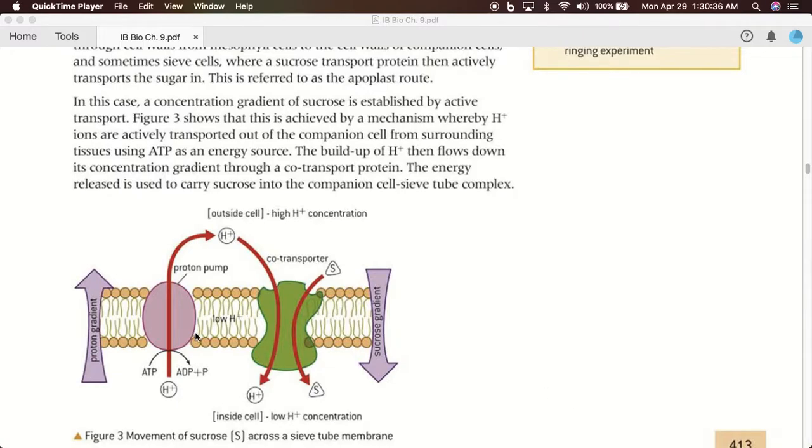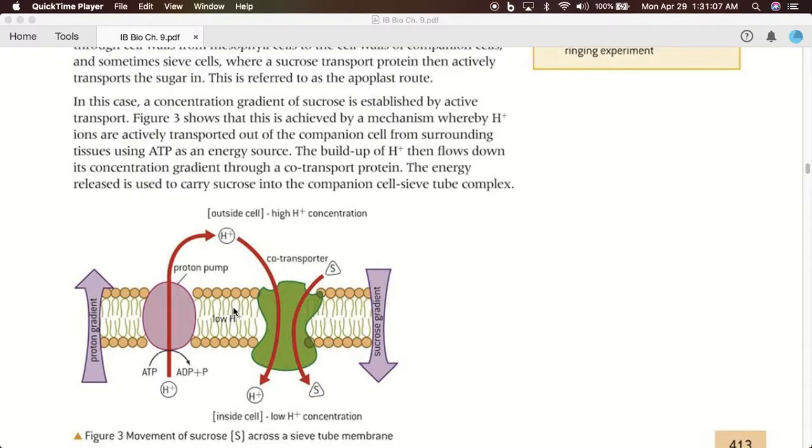Okay, so what we're seeing here is that in the cell wall of the sieve tube cells, you have a proton pump that pumps hydrogen ions, or protons, from one side of the cell to the other side. And it moves them from low concentration to high concentration. That's why we have to use a pump, because it is active transport. So we move hydrogens against their concentration gradient into an area they don't really want to be in.